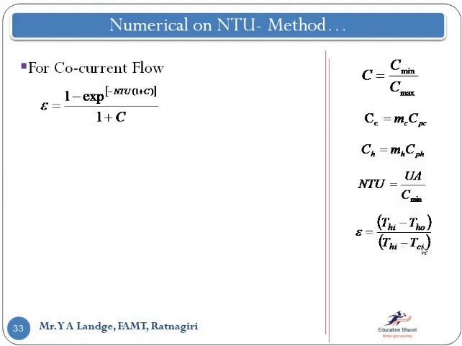But in the reverse case, if C suffix C is the minimum, then I can write TCO minus TCI upon THI minus TCI. Are you getting my point? The other things are the same; only the formula changes, depending on whether this value is less or this one is less.